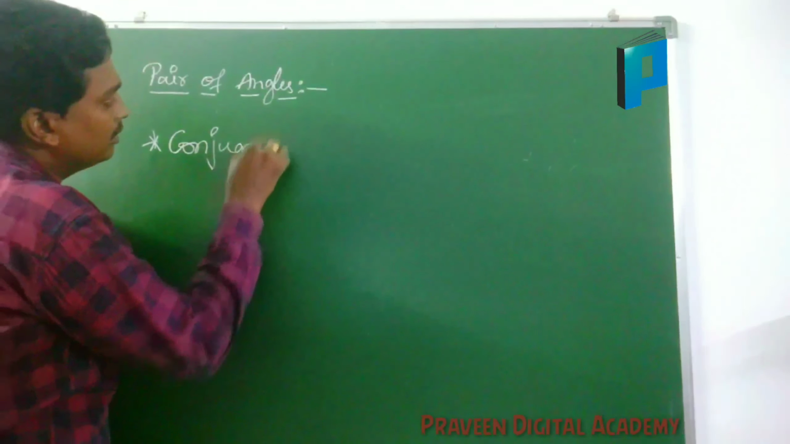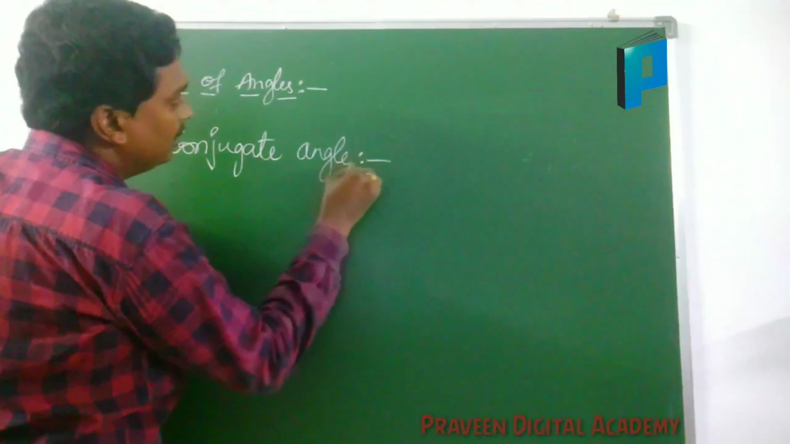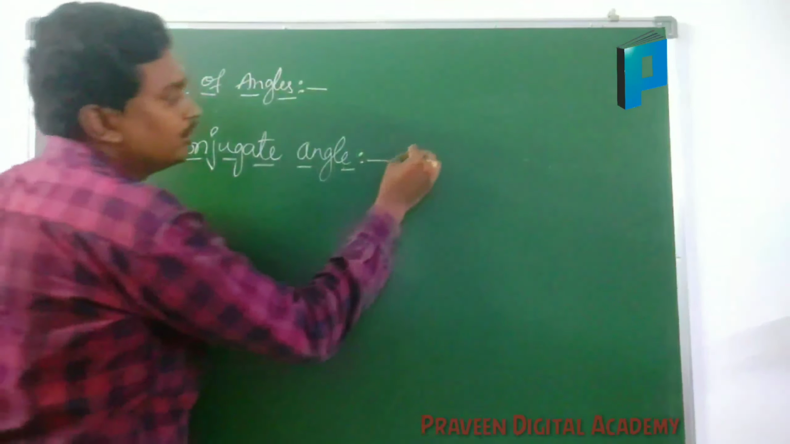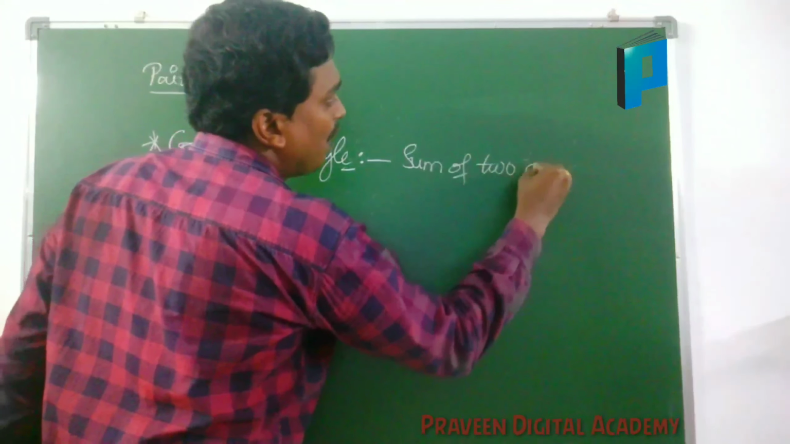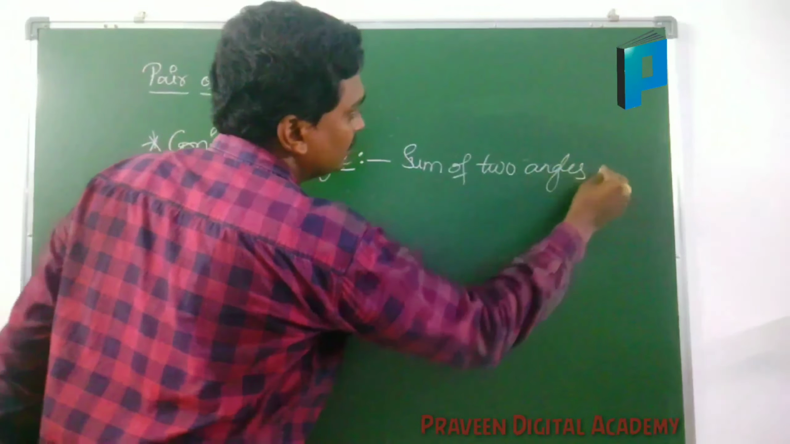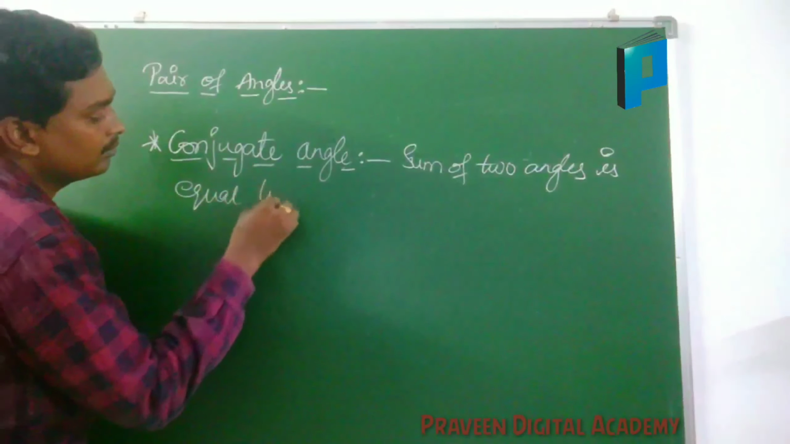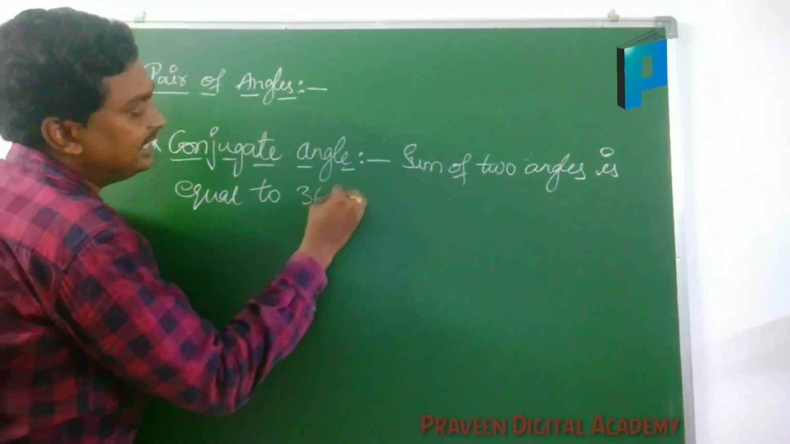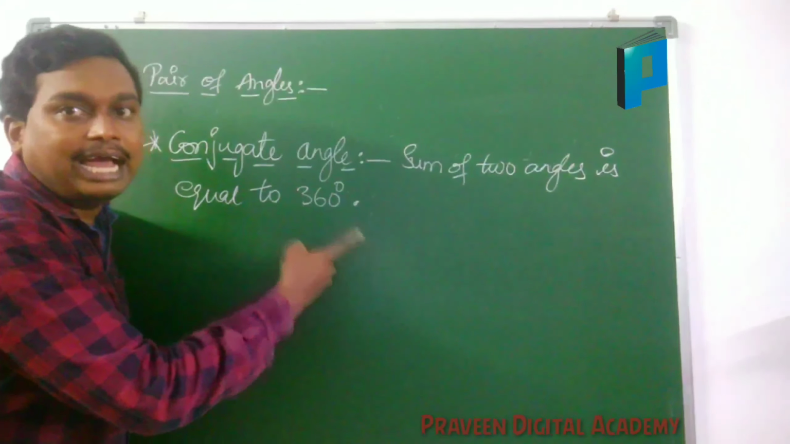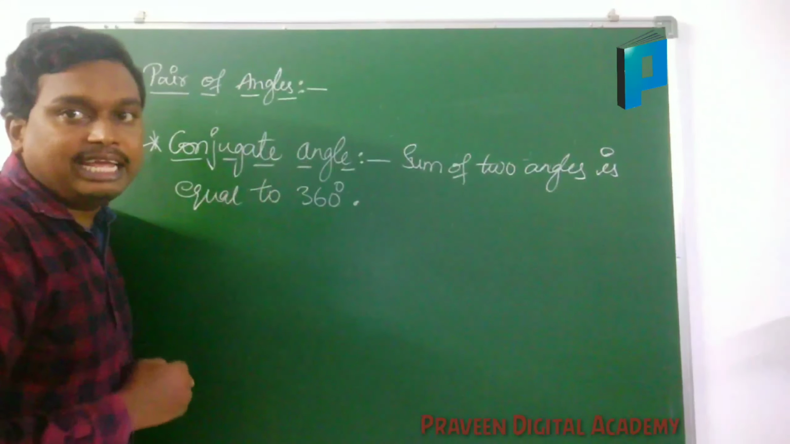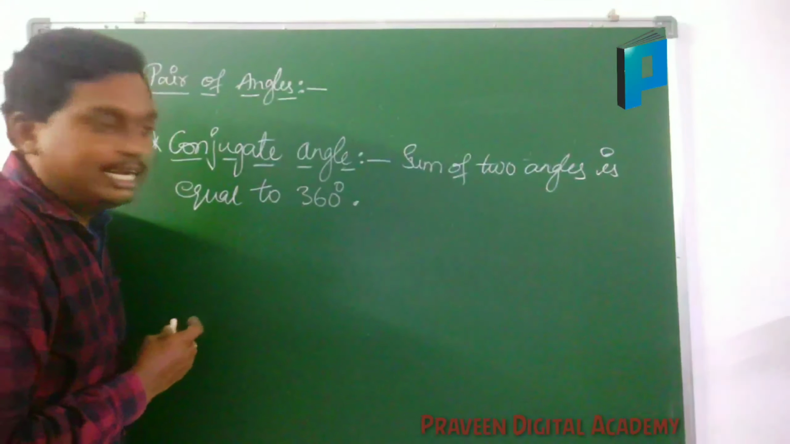Conjugate angle. The sum of two angles is equal to 360 degrees. Then such type of angles are called conjugate angles. Here the sum of the two angles should be equal to 360 degrees.